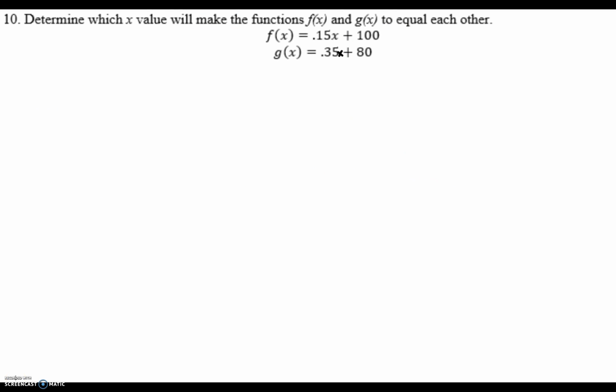For number 10, determine which x value will make the functions f of x and g of x equal to each other. So whenever we have two equations and they state equal to each other or the same x or y value, what we want to do is create a system of equations. Remember that f of x is just like y equals, so is g of x.